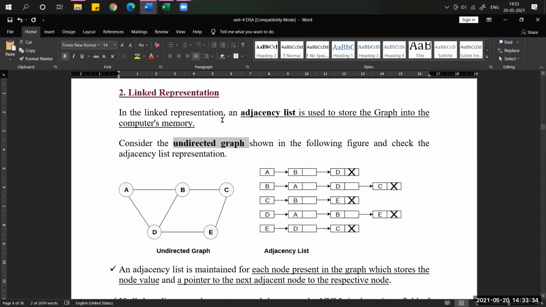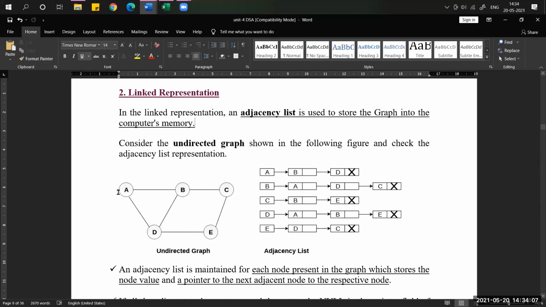Whenever you are talking about a linked representation, you have to talk about the adjacency list. Remember, adjacency list. Whenever you're talking about sequential representation, you have to remember the adjacency matrix. Here it is a list. That is the difference you have to note. Now the undirected graph we already discussed. Now we have to represent it in the form of a list.